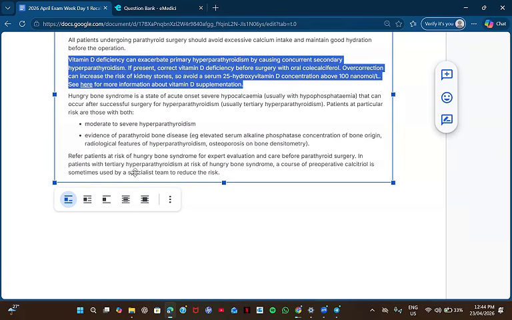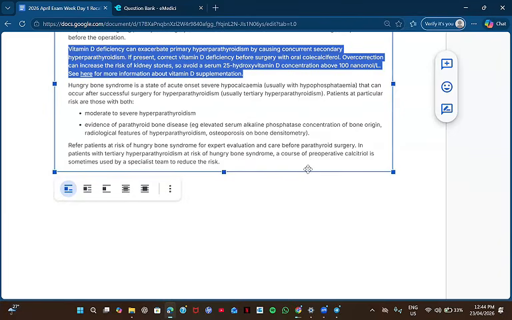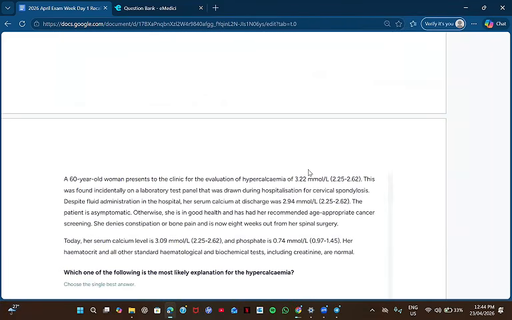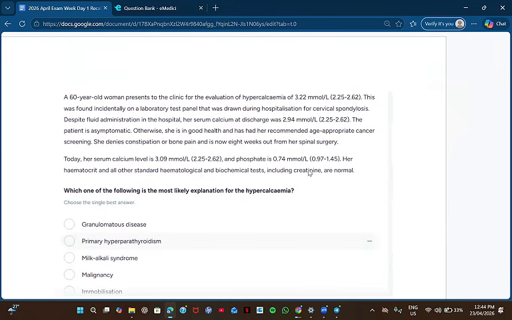Refer patient at risk for hungry bone syndrome for expert evaluation and care before parathyroid surgery. Right? Very important. Okay, I have attached a question. So we'll do this one.